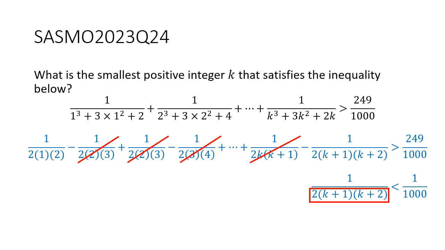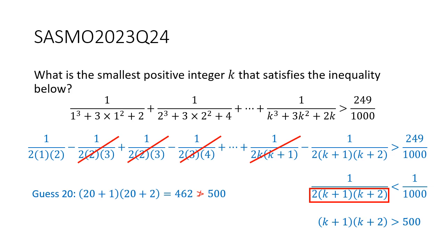This means that the denominator on the left hand side has to be bigger than 1000. So k plus 1 times k plus 2 must be bigger than 500. At this point, since we do not have a calculator, we will just trial and error some values of k. If I sub in k equals to 20, that's 462, that's still not 500. If I sub in 21, I'll get 506, which is just slightly bigger than 500, so 21 is our final answer.